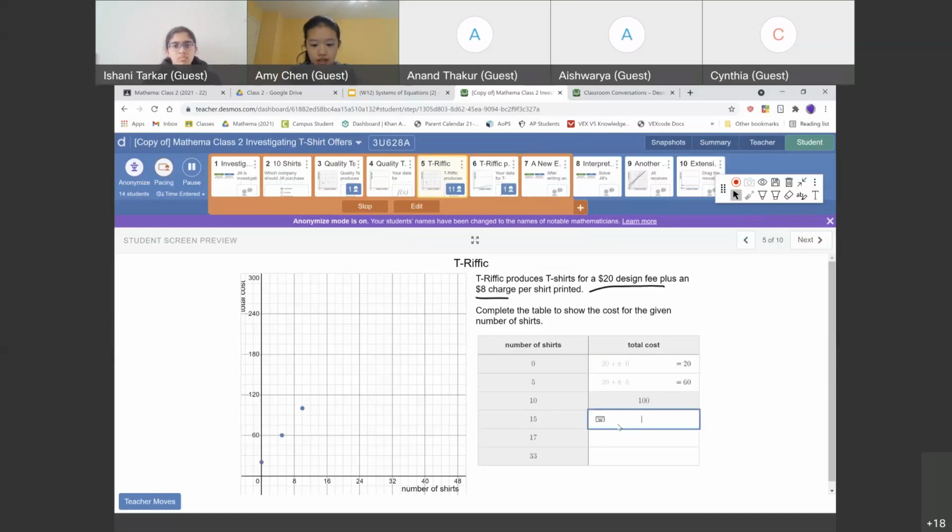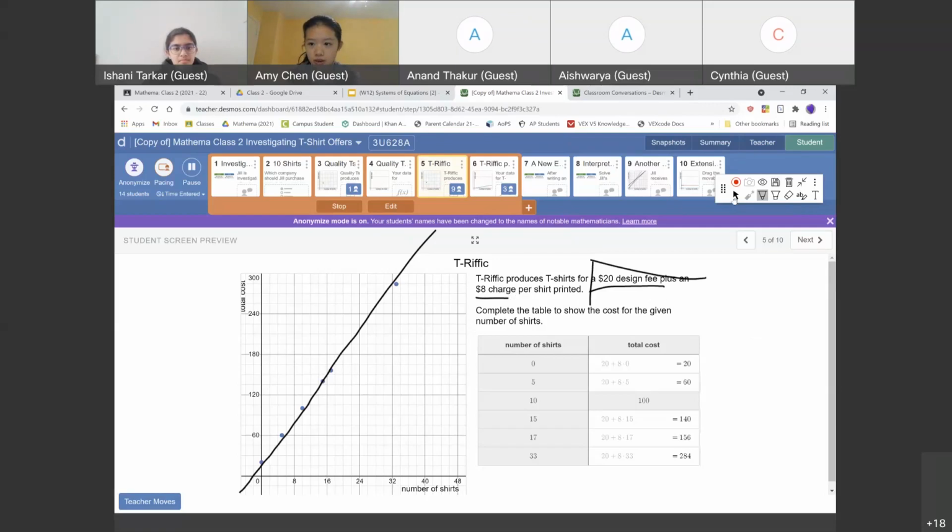So for 15 t-shirts, it'd be the $20 design fee plus $8 for each of the 15 t-shirts, so that would be $140 total. For 17 t-shirts, it would be $20 plus $8 for each of the 17 t-shirts, which is $156 total. And for 33 t-shirts, it's the $20 design fee plus $8 for each of the 33 t-shirts, which is $284 total. Once again, we have this line that represents the $20 design fee plus the $8 per t-shirt.